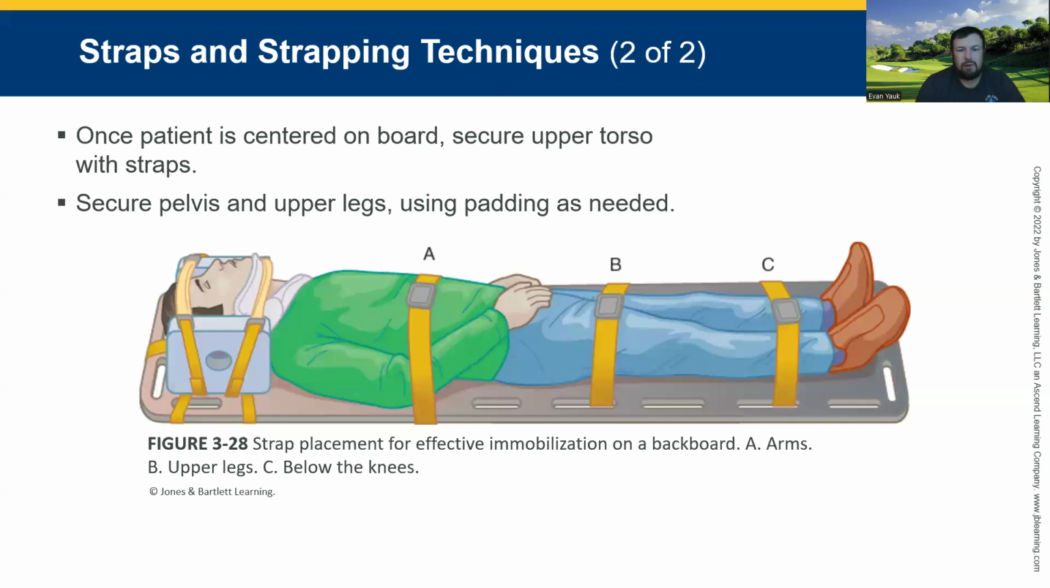Once we put someone on the backboard, using the seatbelt type straps, we secure the upper torso. We secure the legs using padding as needed. Like I discussed, we pad those voided areas. We never want to secure the head first. While we're doing this, you're still holding that C-spine. Someone else is applying straps A, C, B. We can do the head, or you can do A and B and then the head.